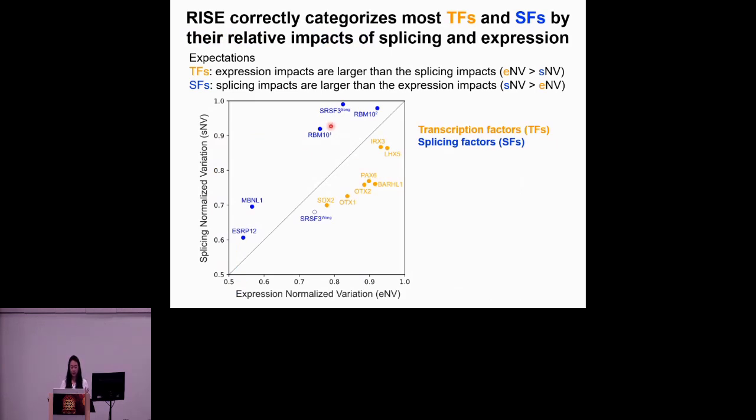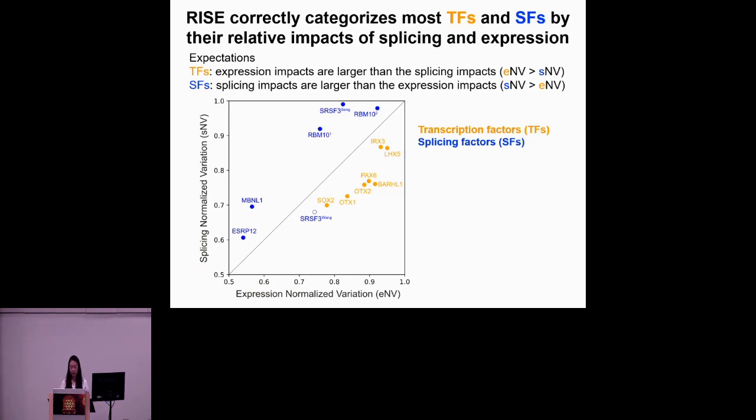In this figure, each data point represents an RNA sequencing data set of a transcription or splice factor being perturbed. The x-axis represents the expression normalized variation, and the y-axis represents the splicing normalized variation. By having this normalized variation concept in RISE, we are now able to put them on the same graph to compare them. Before this, we wouldn't know what kind of figure to make sense of it, or how to interpret it. But now with RISE, we are able to compare their relative impact.